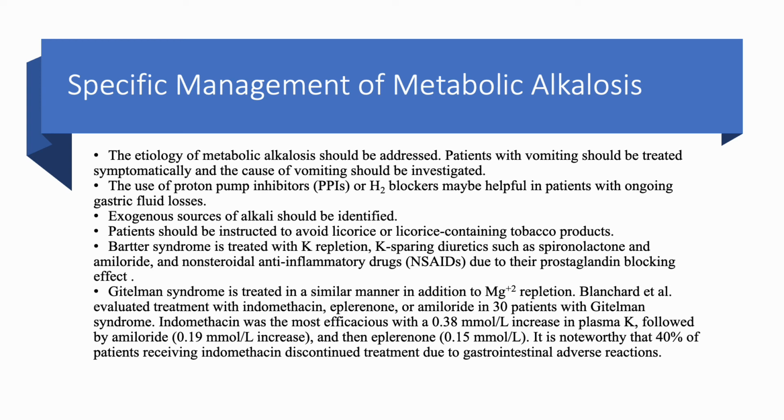In one study, they evaluated the use of indomethacin, eplerenone, or amiloride in 30 patients with Gitelman syndrome. This is very impressive. I don't know how they got 30 patients. Anyway, indomethacin was the most efficacious. It increased potassium level by 0.38 millimole per liter, followed by amiloride, followed by eplerenone. And 40% of the patients on the indomethacin discontinued treatment because, you know, it's awful. It causes a lot of gastrointestinal side effects, including ulcers and bleeding. So it's probably better not to use it.